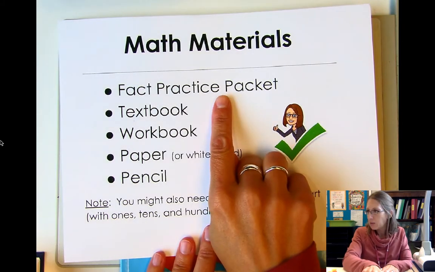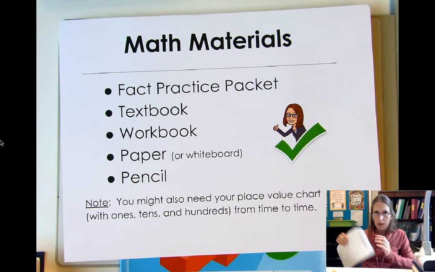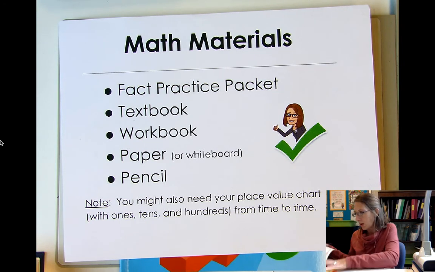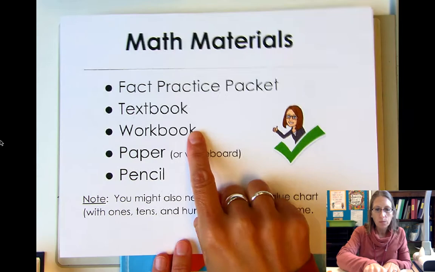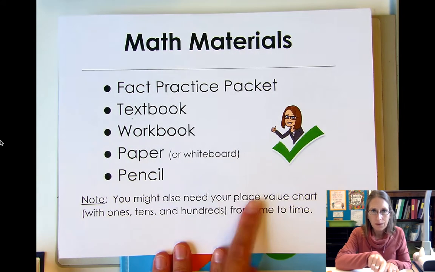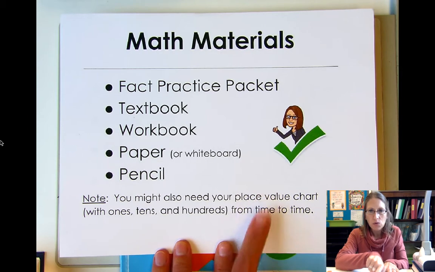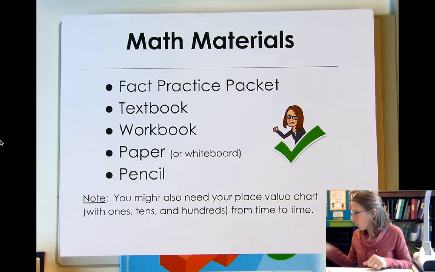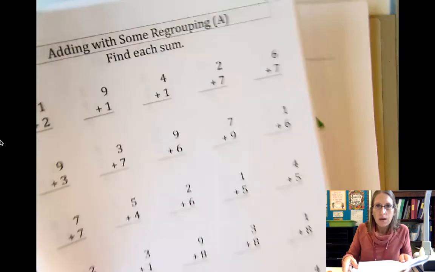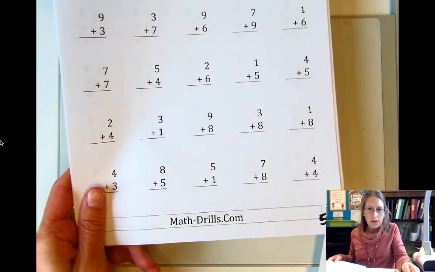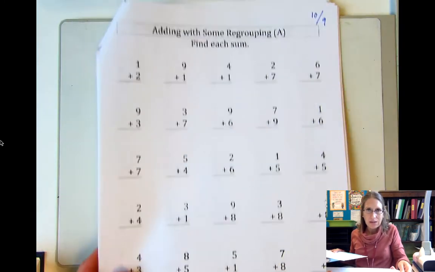Do we have our fact practice packet? Got mine right here. Do we have our textbook? Got my textbook here. Do we have our workbook? Got my workbook, paper, whiteboard, pencil, place value chart. If you don't have these things, go ahead and pause the video and go and get them and then come back. All right, so today we are going to look at page 5 in our fact practice packet.